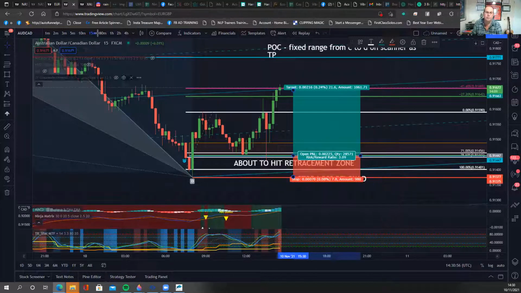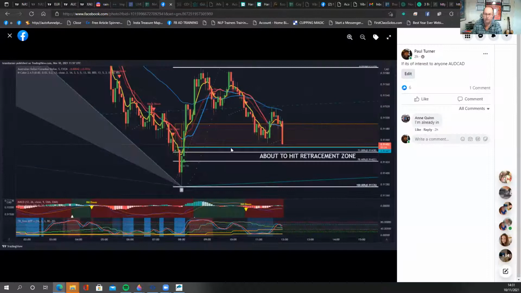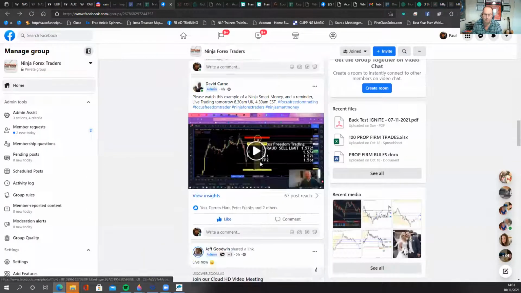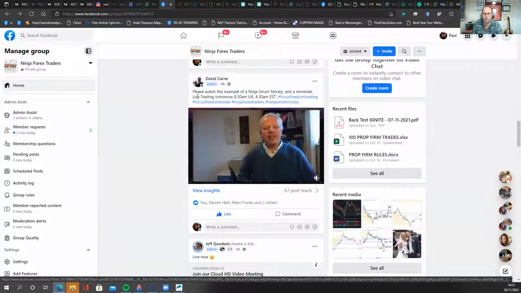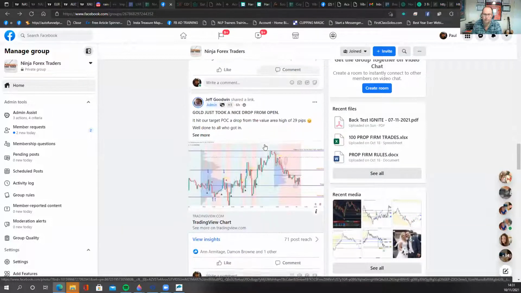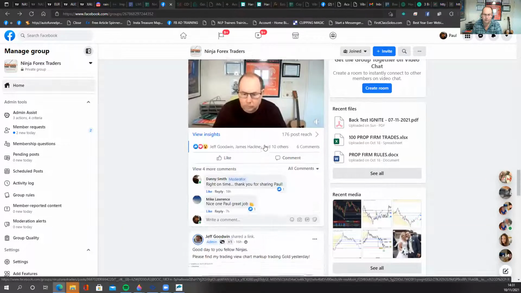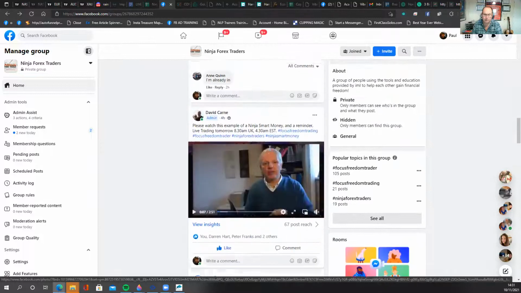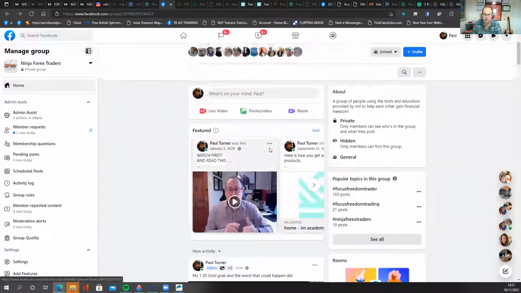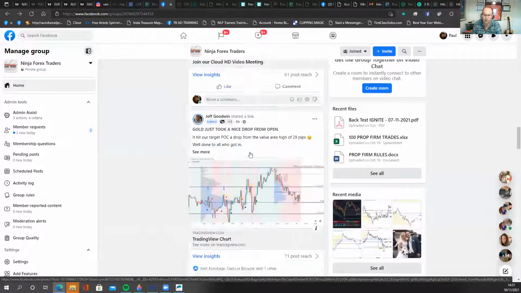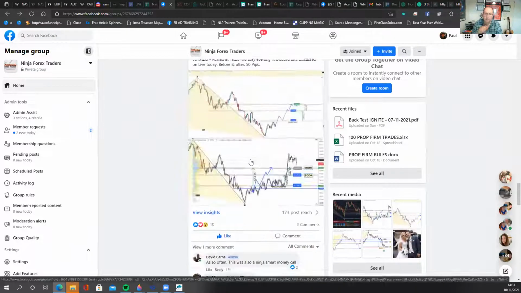And the help for the group, like I say, I gave this in the group. I gave Kevin an example of a Ninja Smart Money trade, right? That's David, who's on a Thursday morning. His trade won. Looking for Kevin's. Where's Kevin's? Kevin's is in here somewhere. Kevin was on yesterday. Here we go.